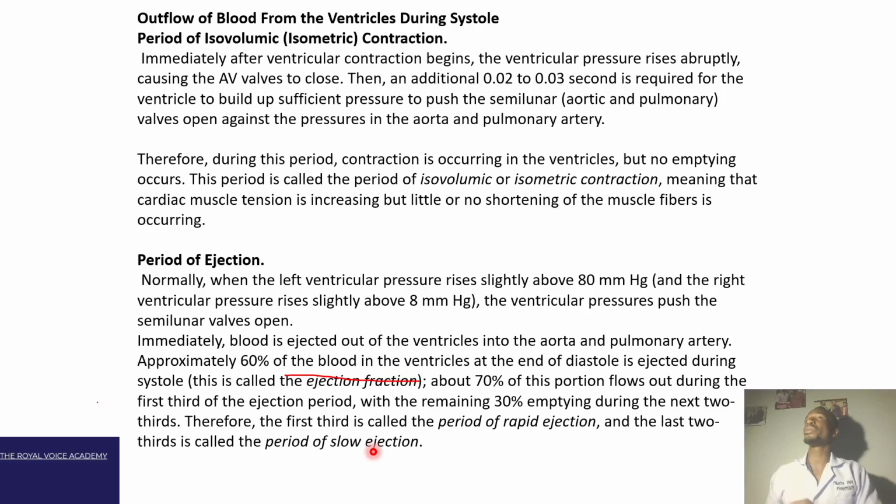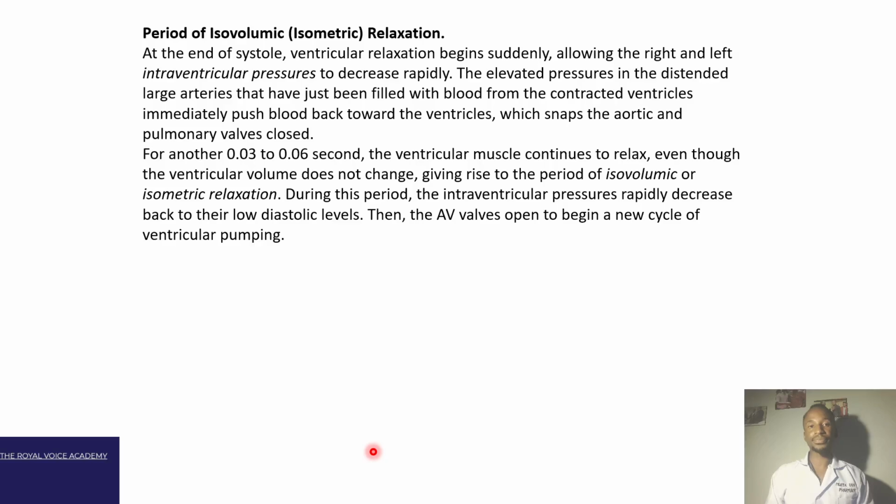So the first phase is normally the smallest in time. The 70% will be pumped out quickly. That will form the first third, the period of rapid ejection. And then the 30% will come in later, and it is the slow one, which will form the period of slow ejection, and that will take close to two-thirds of the ejection period.